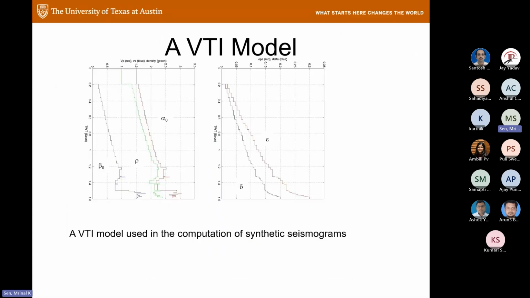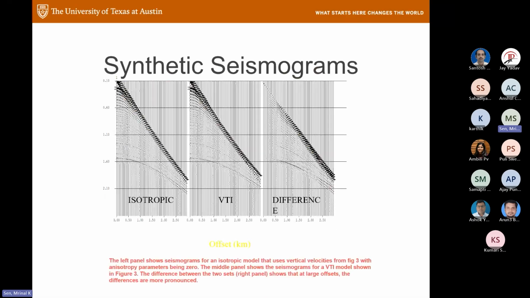And finally, I want to show you one VTI model. So here there's a log, and this is basically your alpha naught, beta naught, rho, epsilon, and delta. And then I show you my synthetic seismograms in the XT domain directly. So this is your isotropic case, and this is the VTI case, and this is the difference.